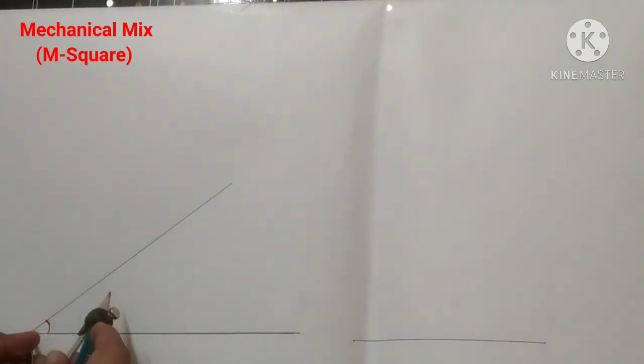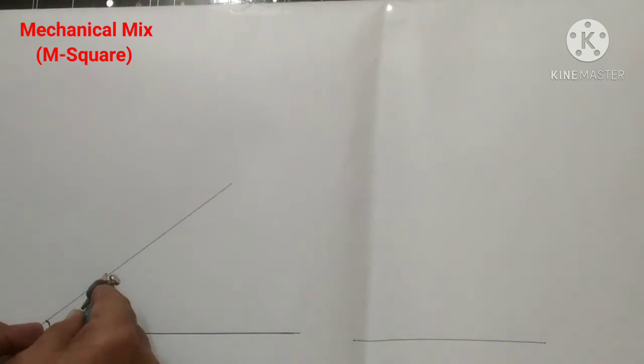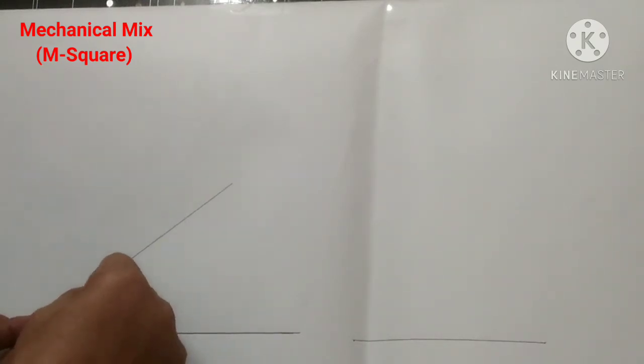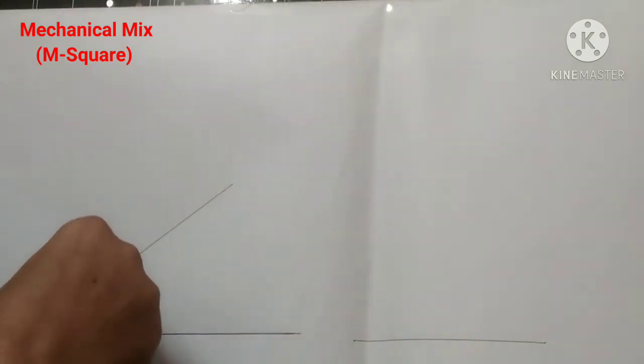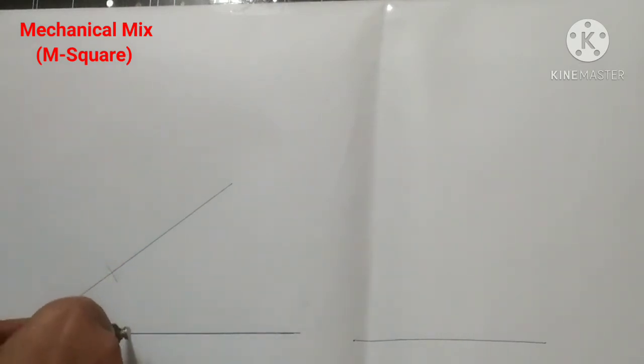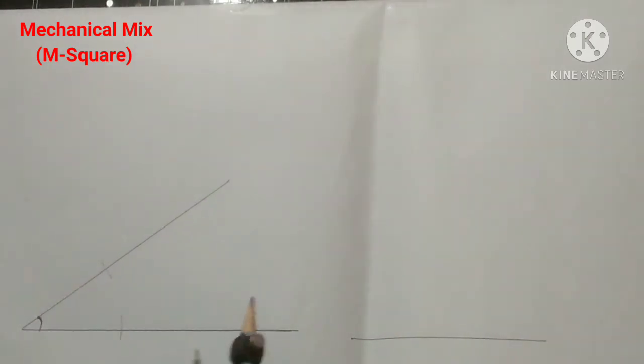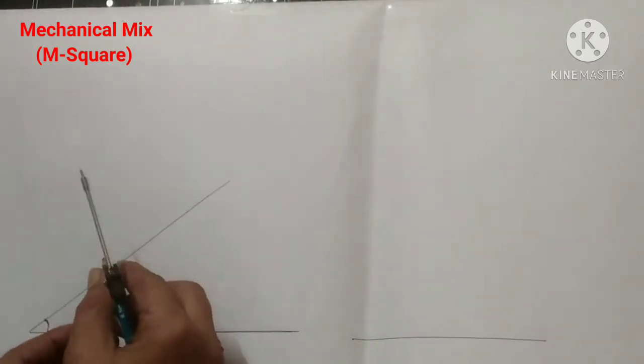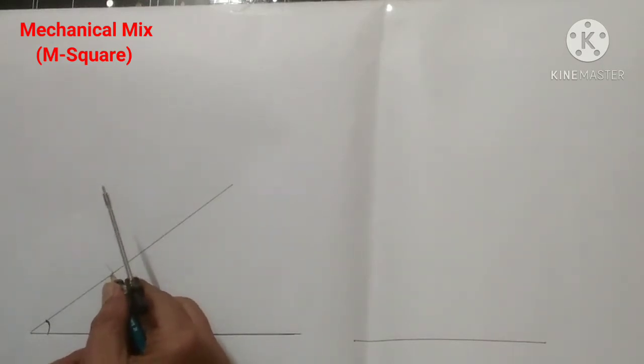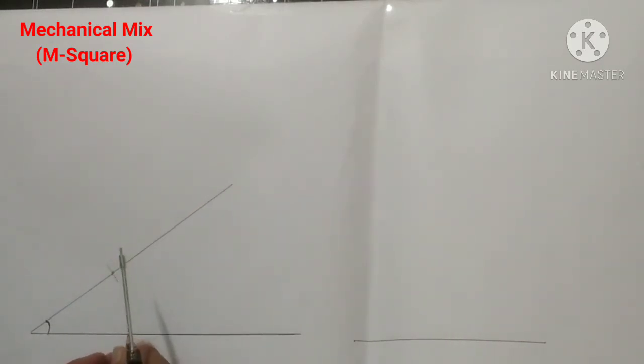I am putting my needle at the apex point and I am drawing an arc like this. And similarly, here also I can draw another arc. After then, I am getting here an intersection point and here another intersection point.